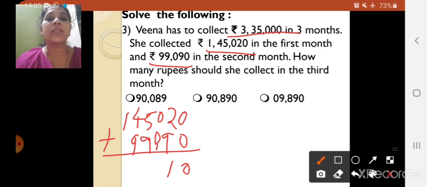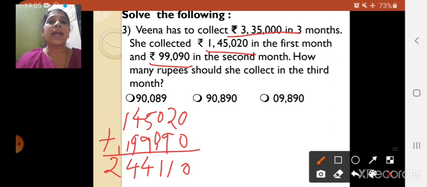So 0 plus 0 is 0, plus 1 is 1. 5 plus 9 is 14. So 4 written down, 1 carried over. 4 plus 9 is 13. 13 plus 1 is 14. So 4 written down, 1 carried over. 1 plus 1 is 2. So you got the answer as 2,44,110. Now you are going to do the subtraction.